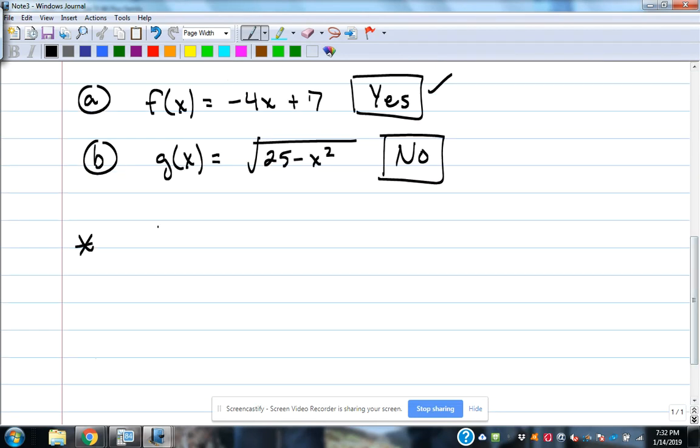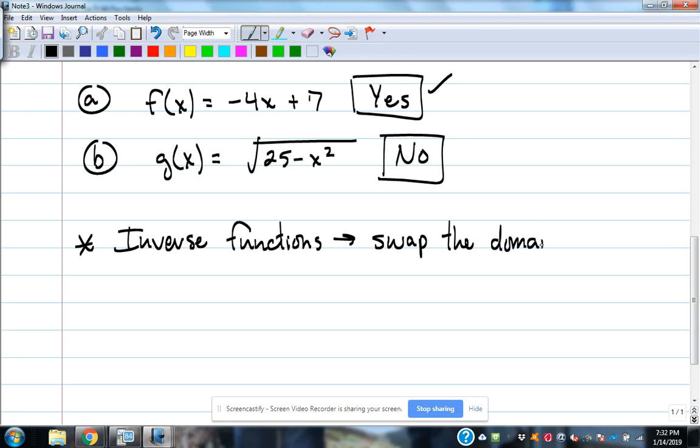So inverse functions swap the domain and range. Domain is x values, range is y values, right? Okay. Domain and range swap to be an inverse. Okay. X values and y values swap places.